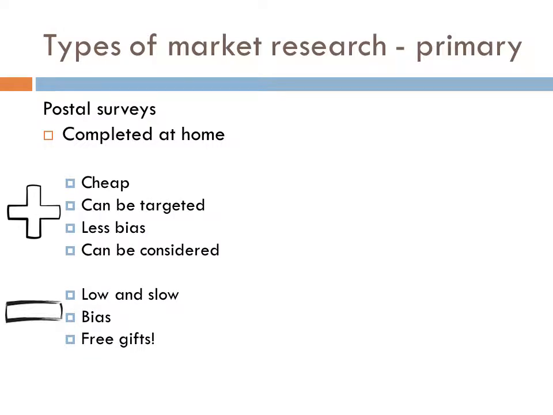Next type of survey is a postal survey. These are posted to the addresses of potential customers, who are then expected to complete them at home and return them, usually in a prepaid envelope, but they have to return them in their own time. Benefits of this are it's very cheap, especially if the surveys are posted by hand rather than through the mail. It can allow for more specific targeting of geographical areas, so you might do certain postcodes, for instance. It may avoid possible bias from a personal survey because you're not meeting the person face to face.